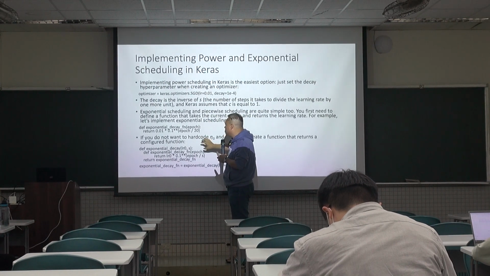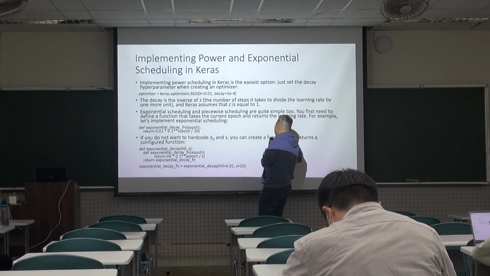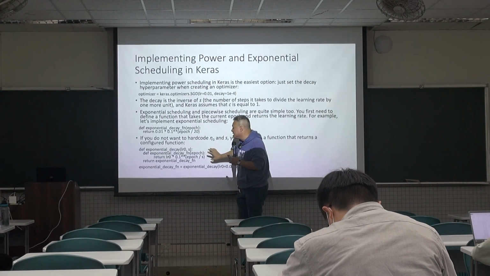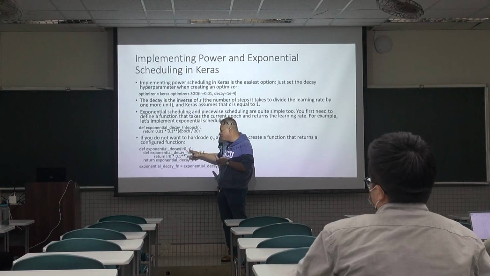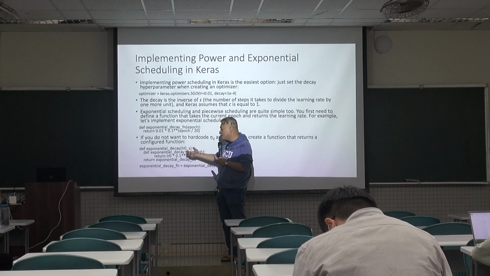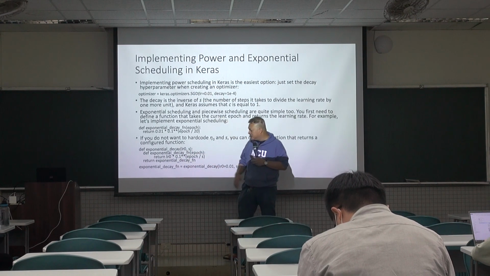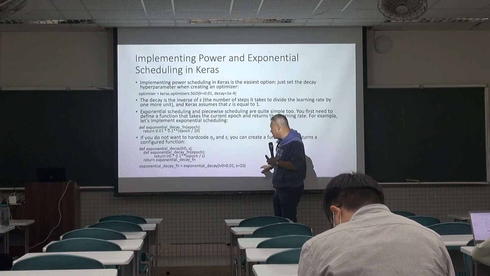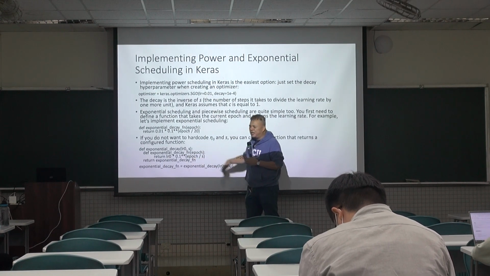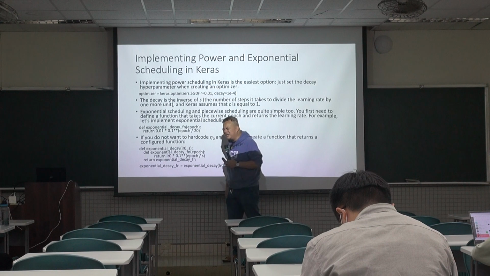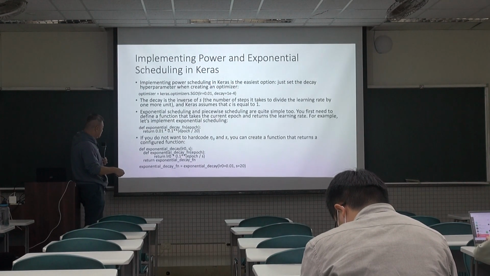If you do not want to hard code the eta 0 and s, then you can create a function something like this to make eta 0 and s parameters for this function. But well, you get the idea. This is pretty easy, very simple. This is just an implementation of the function, not in Keras, but in Python. So I don't think I need to go into detail for this.